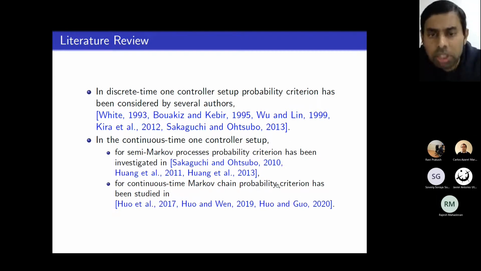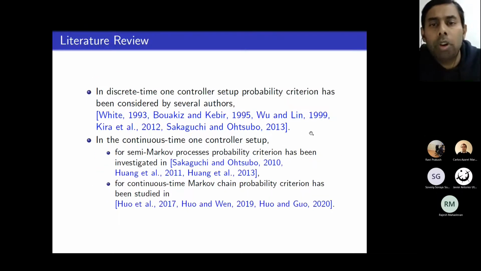And for continuous time Markov chains, the probability criterion has been studied by these authors in these years. You can see that most of these works are from the last 10 years. So this is quite a hot area of research: the probability criterion and the risk-sensitive approach are quite a hot area of research in stochastic control theory.